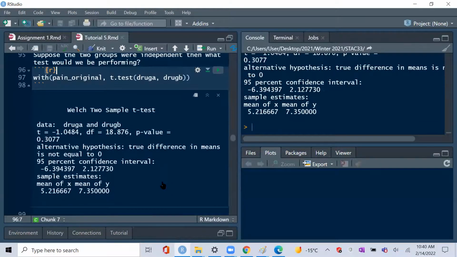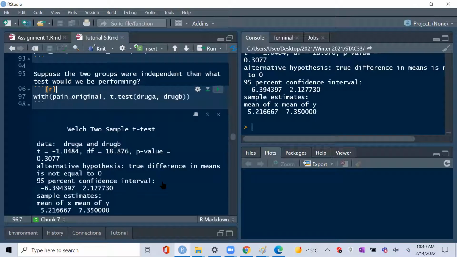You can see that you get this. It's assuming that you have different variances between the two different groups. But you can see the p-value here is not significant because p is equal to 0.3077, which is certainly bigger than 0.05. In this way, we would say that there is no difference between the two different drugs in terms of pain.